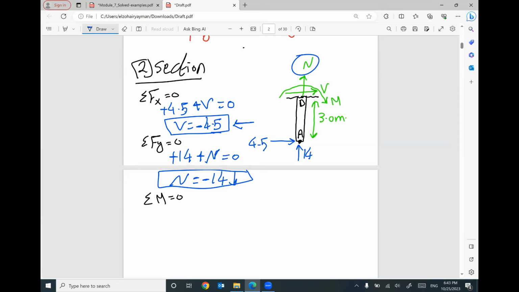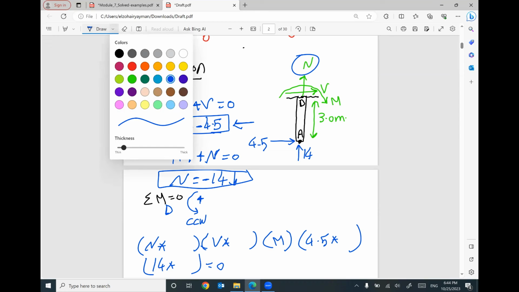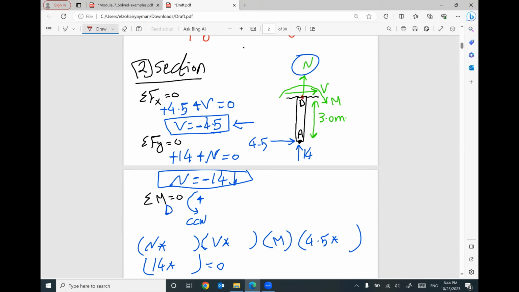I'm gonna take moment at A. I'm sorry, I'm gonna take moment at your cut. I prefer to do moment at cut. I'm gonna assume my counterclockwise is my positive direction. So your capital N times distance, capital V times distance. Your capital M does not need distance because it's already a moment. And 4.5 times distance, 14 times distance equals 0. Keep in your mind the distance between capital N and D is 0. Capital V and D, 0. Your moment does not need distance.